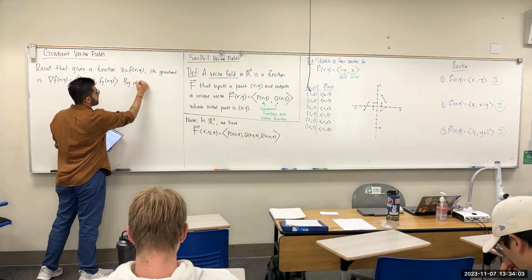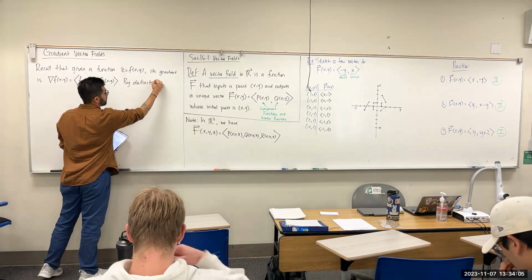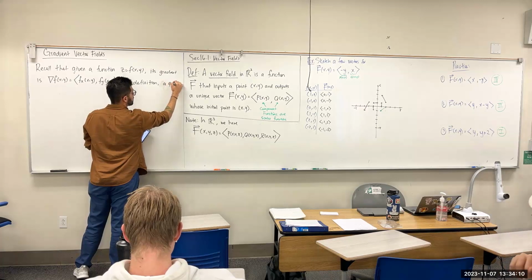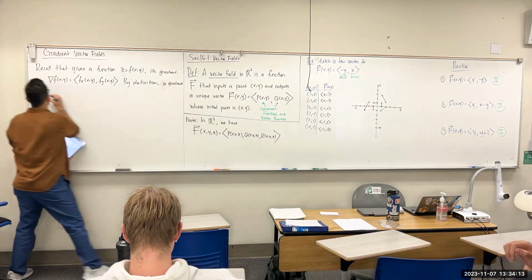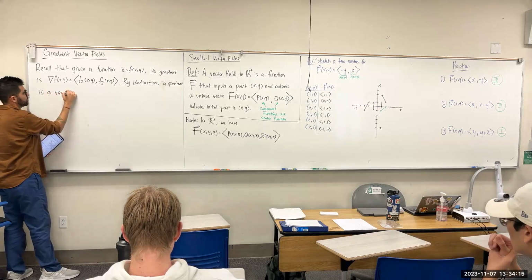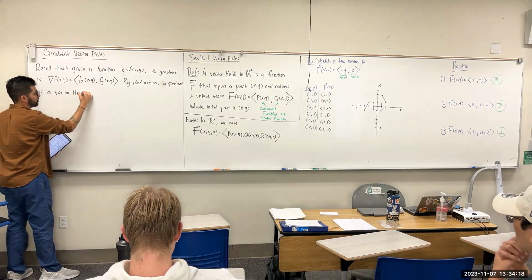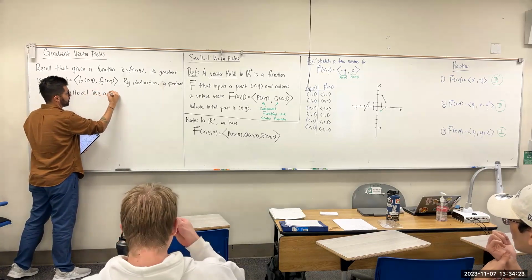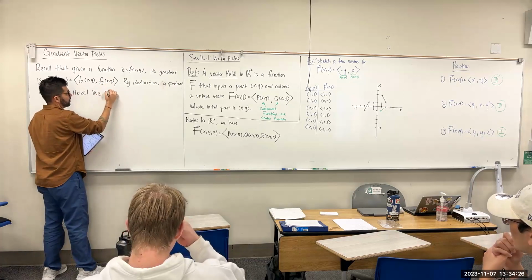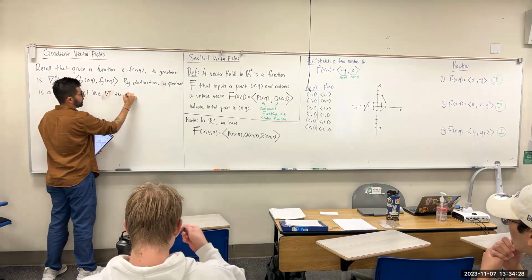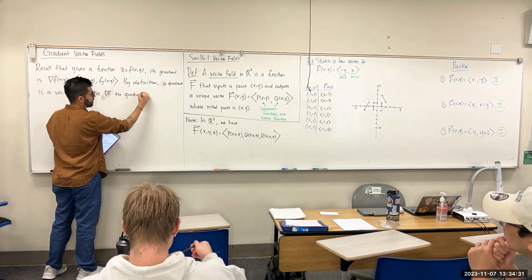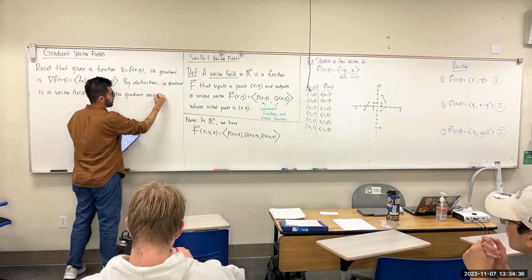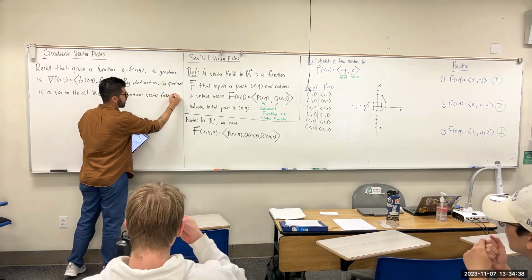By definition, a gradient is a vector field. And it has a special name. We call this bad boy here the gradient vector field of f.